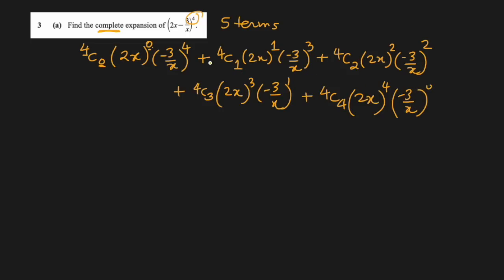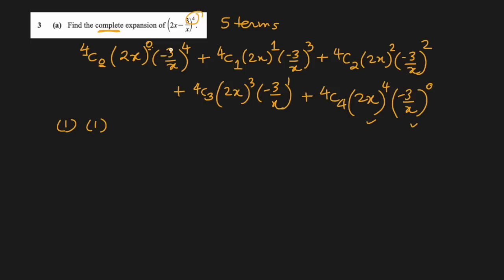So it started from 0, reached 4. It started from 4, reached 0. You can write in any sequence if you want. If you want to write this one first and this one second, that is also fine. So let's start with 1. 4C0 is 1. 2x to the power 0 is also 1. So minus 3 to the power 4.